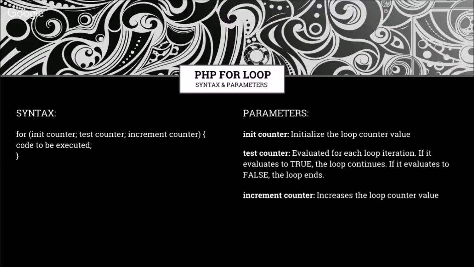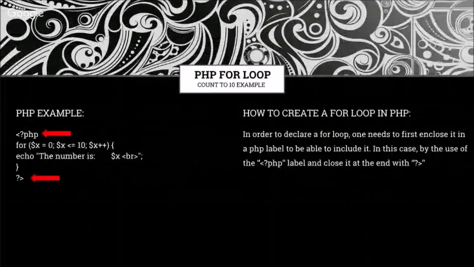And then you have the increment counter, which is basically the value that increments that initial value in 1 unit increments until the loop is over. And it may be a little complicated to explain, but here is a little example.